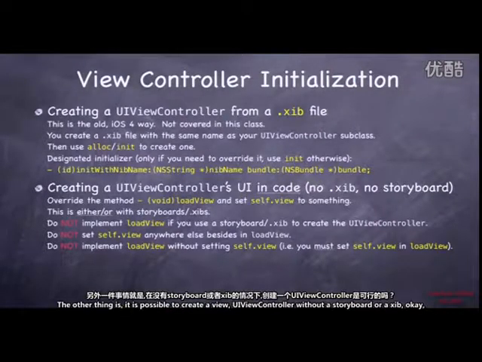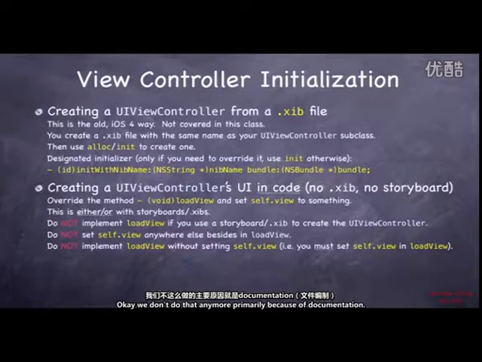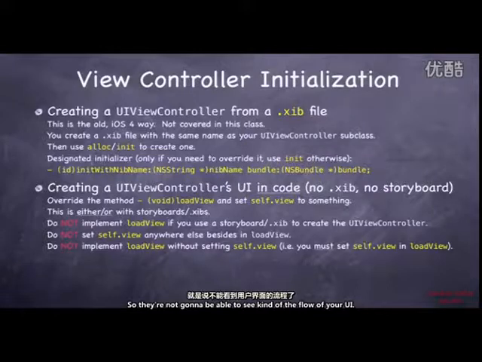The other thing is, it is possible to create a view controller without a storyboard or a zib. Basically using alloc init to allocate and init the top level view and all the subviews of a view controller. Okay, we don't do that anymore primarily because of documentation. The storyboard is documentation of your user interface. So you don't want to have part of your user interface being built with alloc inits, because someone looking at your storyboard is not going to see that view controller. So they're not going to be able to see kind of the flow of your UI.